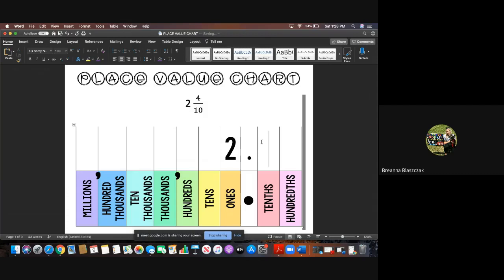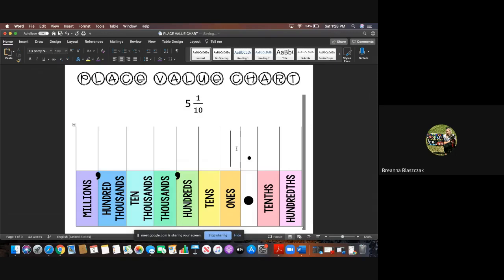So if we want to try another one, let's say I have 5 and 1/10. My whole number is 5. It's going to be in the ones place. So 5 and 1/10, so 1 will go in the tenths place. 5.1, which we say as 5 and 1/10, is equivalent to 5 and 1/10.